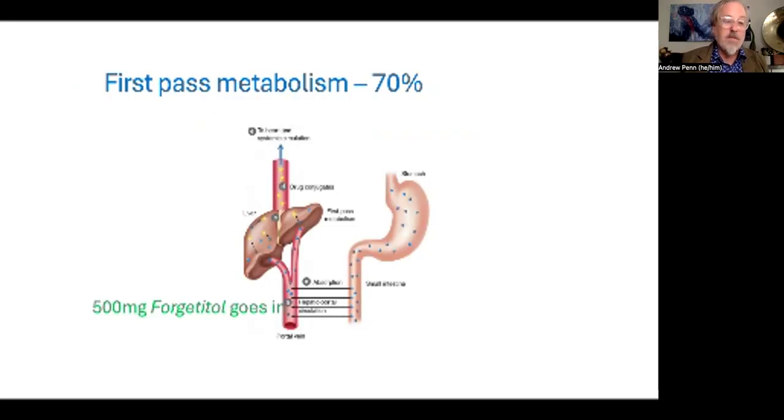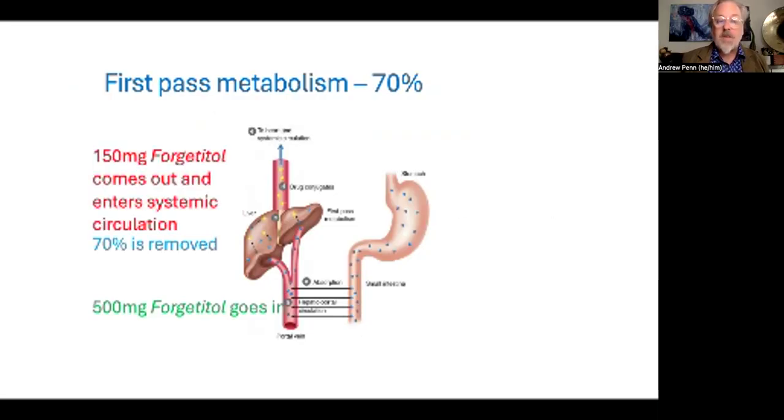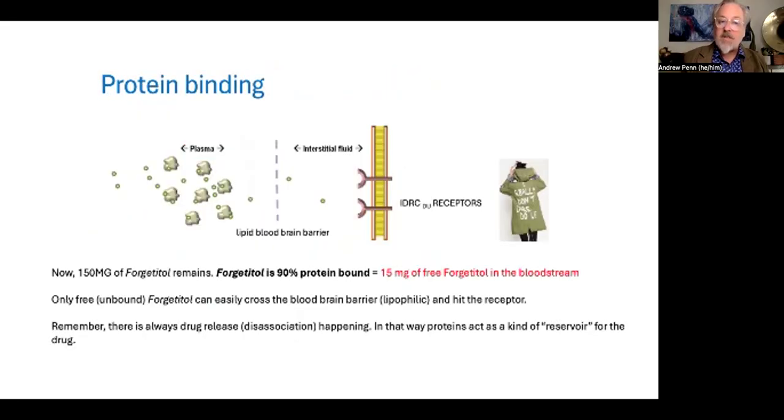So that means 500 milligrams goes in and 70% is removed, which means there's only 150 milligrams entering into the systemic circulation of that 1,000 milligrams that he began with, because 50% went out in the stool, 50% got absorbed, 70% got removed. So we're now down to 150 milligrams of that 1,000 milligrams. Now let's take a look at plasma binding, protein binding.